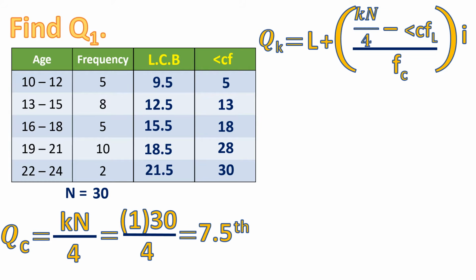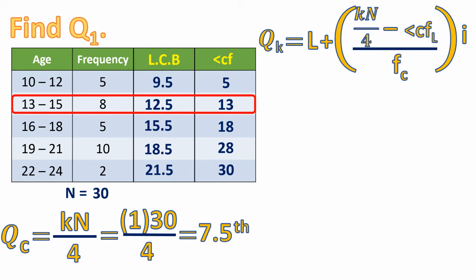number. So we're going to find the 7.5 from the less than cumulative frequency. And it is actually in between 5 and 13. And we always choose the bigger number. Even if it's 5.01, since 5.01 is still bigger than 5, then we will go to 13. And so we will choose this row. So this is our quartile class, and these are the numbers that we're going to substitute into our formula, except for the less than CF lower.